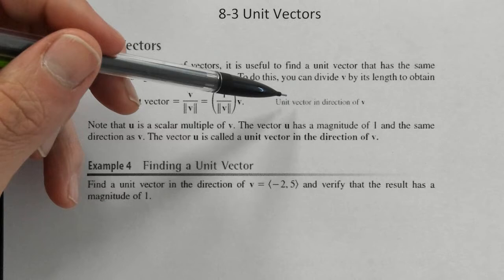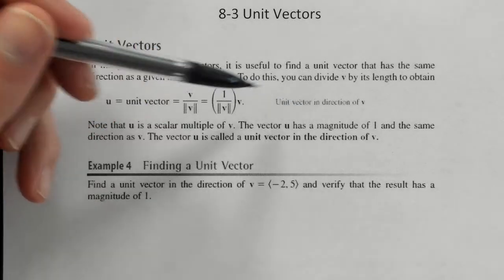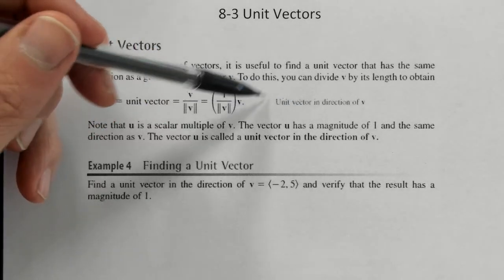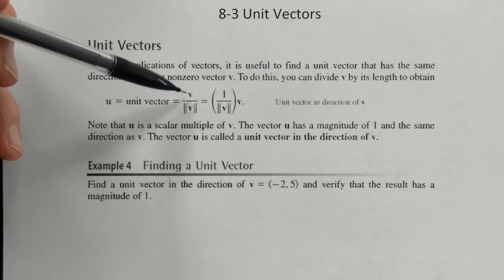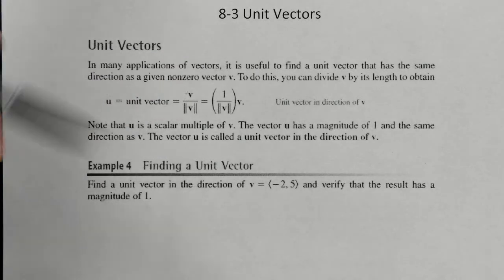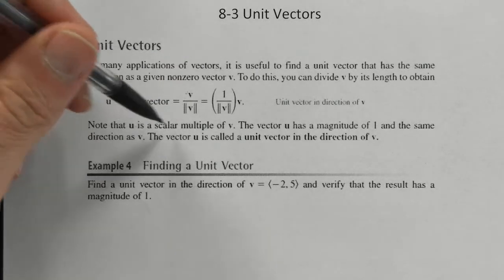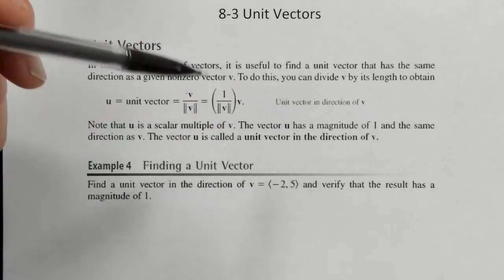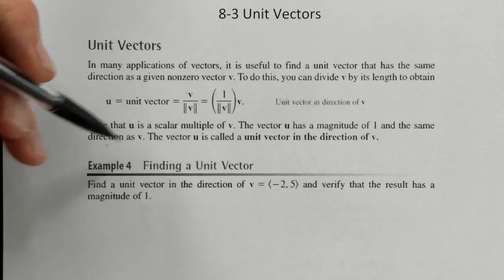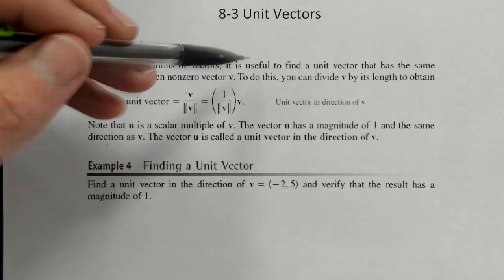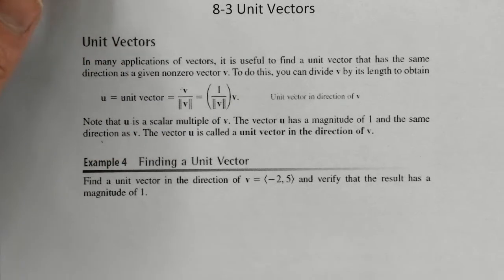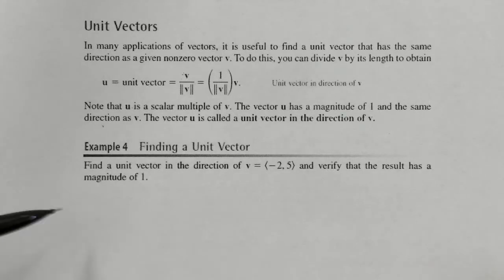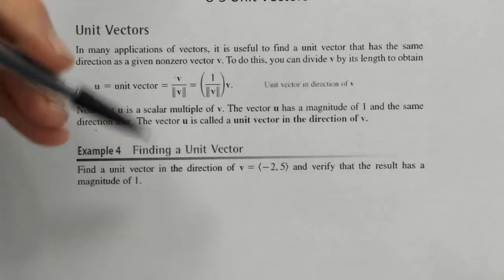And so that would be a unit vector, a vector that has a magnitude of 1 in the same direction as the original vector, which is v. All right? And so it's a scalar multiple of v. The unit vector has a magnitude of 1 and it has the same direction, and then that's your unit vector.